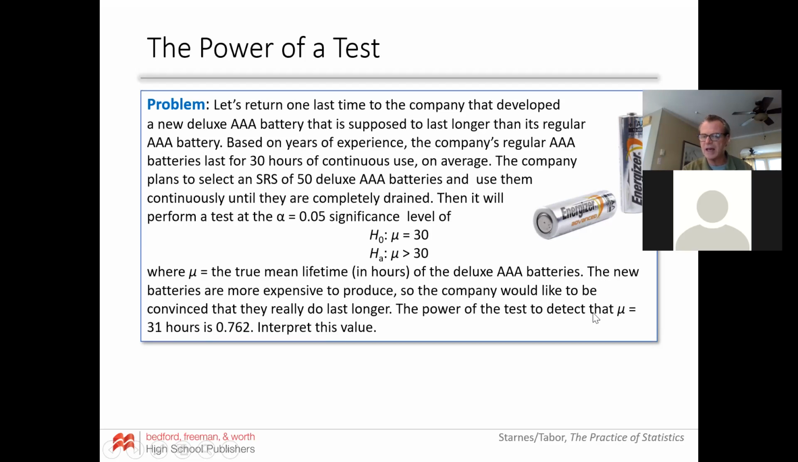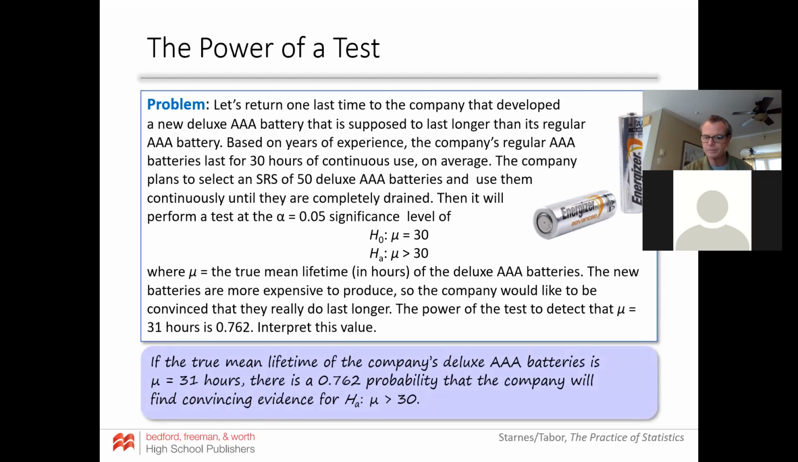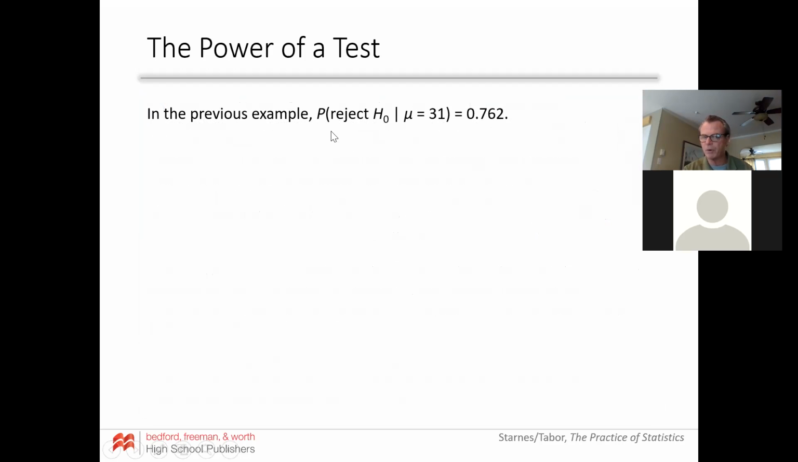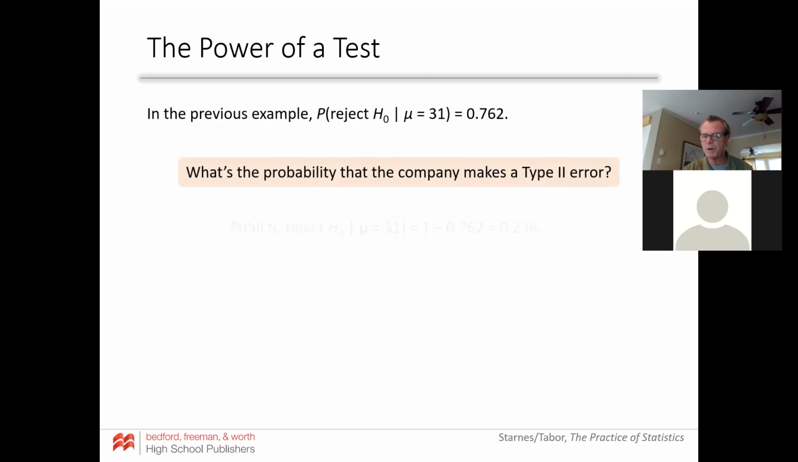The power of the test to detect that mu equals 31 is 0.762. So they're giving you this. You're just asked to interpret it. It means that's how likely the test is to reject the false null. If mu really is 31, the test has a 76.2% chance of rejecting the null of 30. So in this example, the probability that we rejected the null, given that mu is 31, is 76%. What's the probability of making a type 2 error?